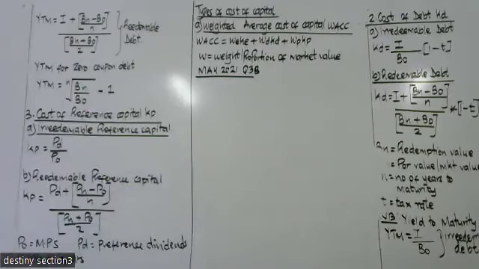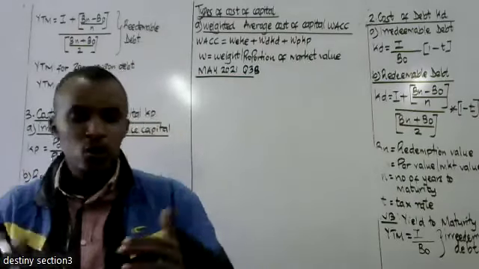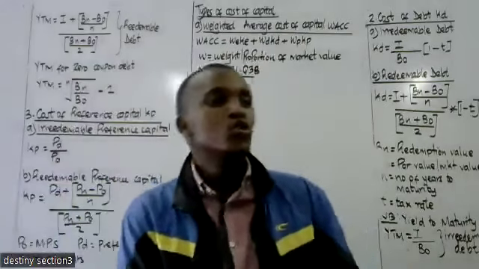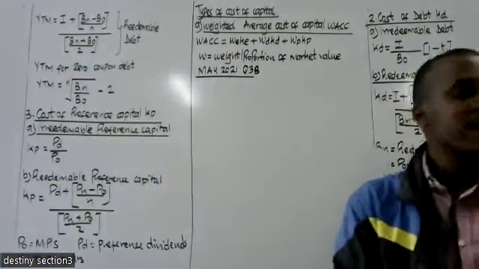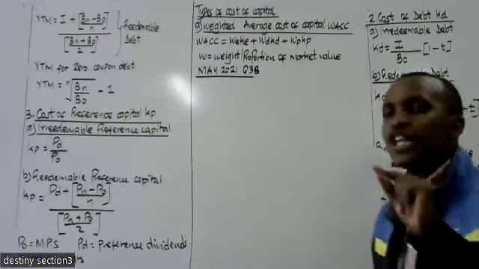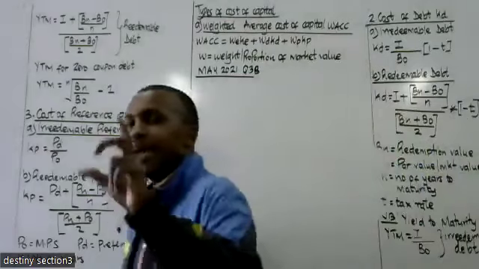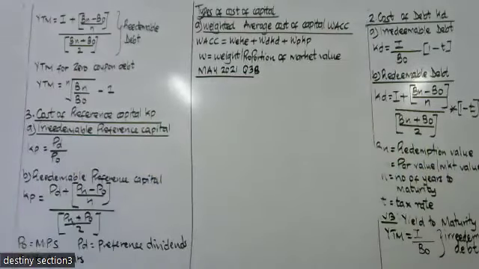When you're calculating the cost of ordinary shares, use the formula for cost of equity. When you're calculating the cost of retained earnings, use the formula for cost of equity as well. So the formula is the same. But the difference between the calculation for ordinary shares and retained earnings is that retained earnings do not incur flotation cost.